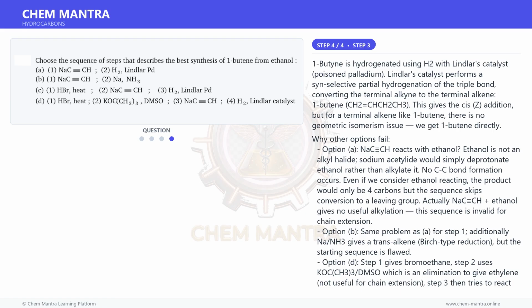Option B. Same problem as A. For step 1, additionally NH3 gives a trans alkene, Birch-type reduction, but the starting sequence is flawed. Option D. Step 1 gives bromoethane. Step 2 uses a strong base, which is an elimination to give ethylene, not useful for chain extension. Step 3 then tries to react ethylene with NaCCH, which is not a valid SN2 reaction on an alkene. This sequence does not logically produce 1-butene.